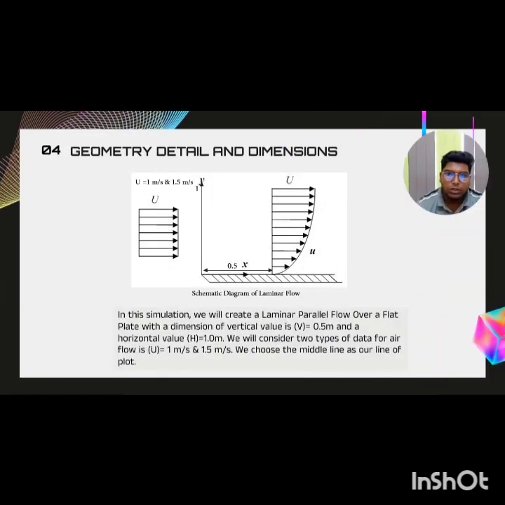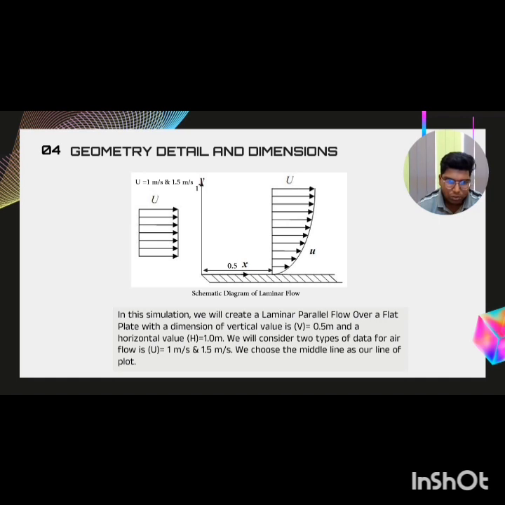In this part of the video, I'll be explaining the geometry details and the dimensions that are crucial for our CFD simulation of a flat plate. As you can see in the schematic diagram, we are dealing with a classic laminar flow situation. The plate has a vertical dimension denoted as V of 1 meter and a horizontal dimension H of 1.0 meter. These dimensions are essential for setting up a simulation domain.